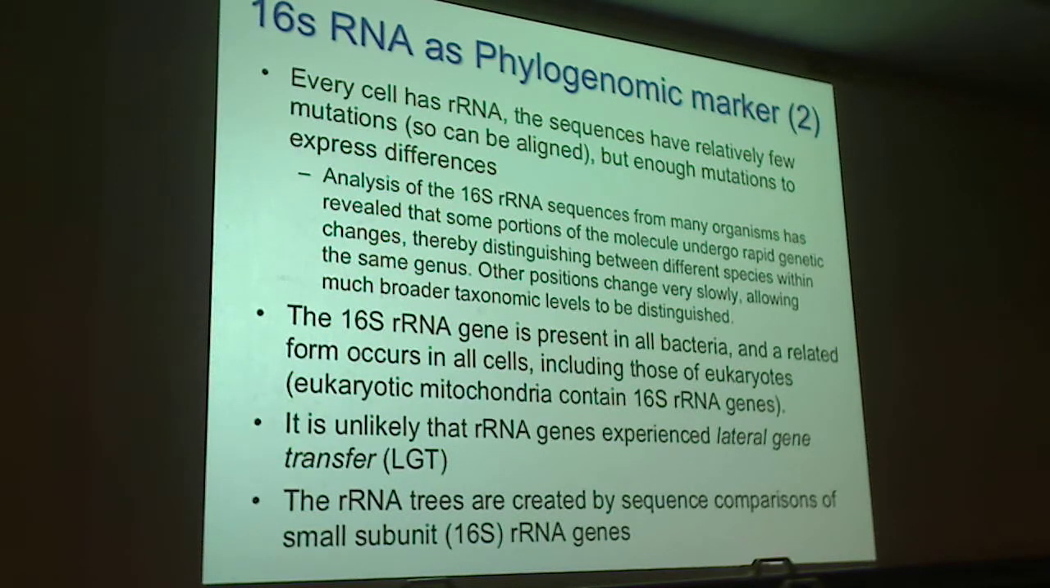But no, it should be conserved enough so you can align it, but it should be different enough that you can use it to find differences between species. And that is what 16S RNA is doing. The role of 16S RNA is currently becoming, with all of the sequencing activity, less and less, because you can do it based on complete genomes and or more genes.